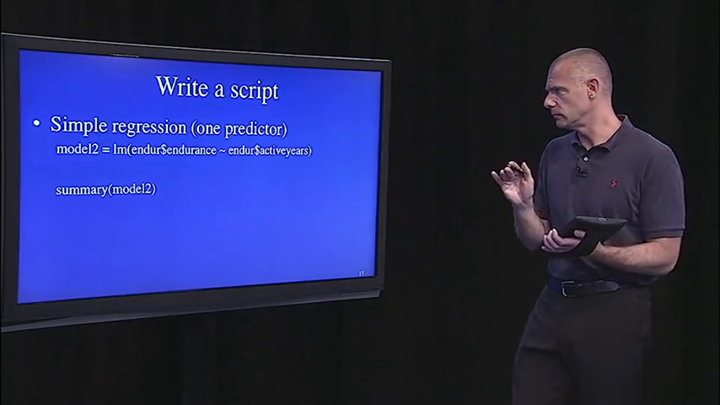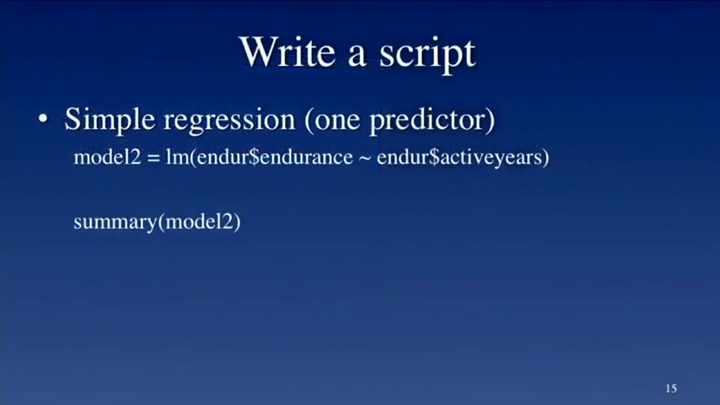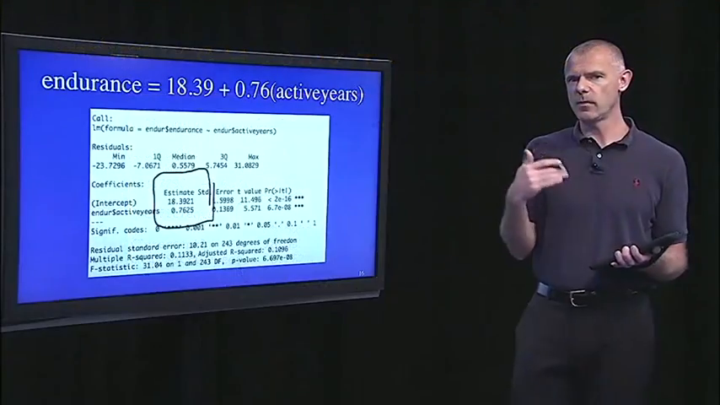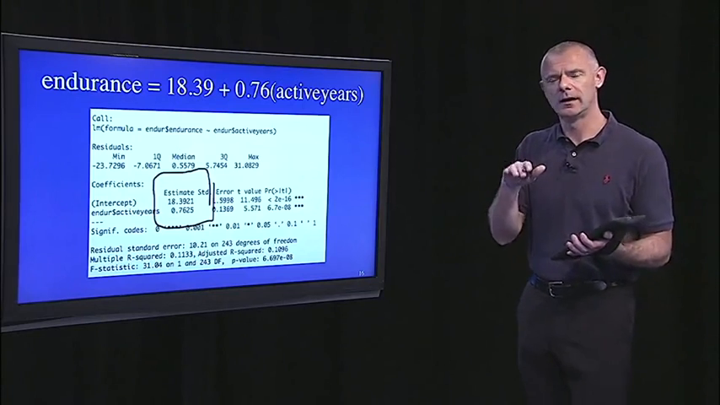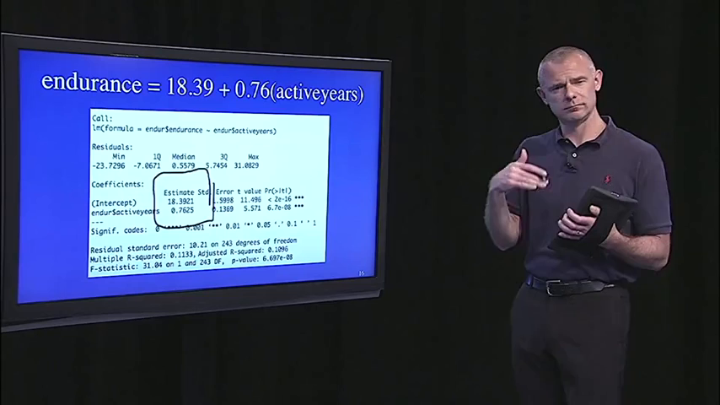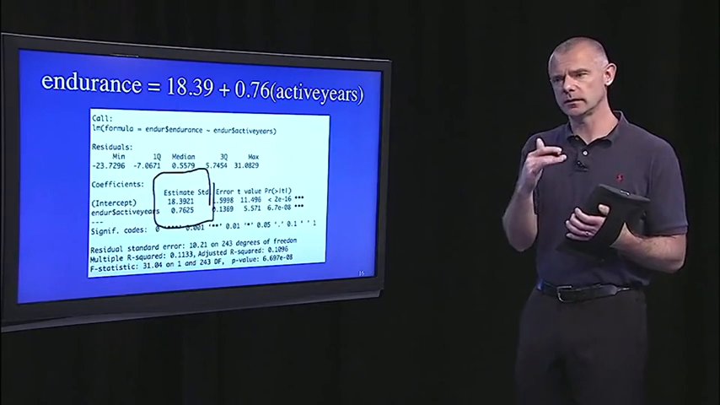Now let's do the simple regression using active years to predict endurance. I'm just going to call this model2, with the same exact structure using the lm function and the summary function. Here I've summarized the regression equation at the top. I got that from this piece of the output, my regression coefficients. The intercept is the predicted score on y when x equals 0. Now it's about 18. But the regression coefficient for active years is much stronger: 0.76. Still not real strong. For a 1 unit increase in active years, we're predicting not even a full 1 point increase in endurance.